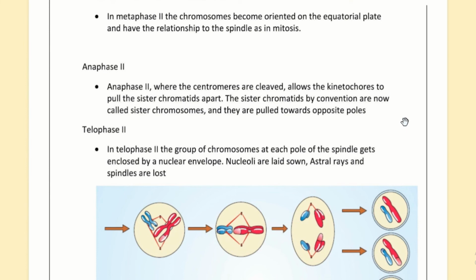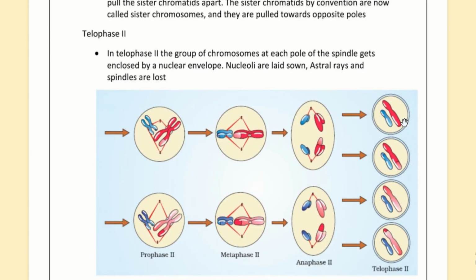The sister chromatids by convention are now called sister chromosomes, and they are pulled toward the opposite poles. Then we have telophase 2. In telophase 2, the group of chromosomes at each pole of a spindle gets enclosed by a nuclear envelope. Nucleoli are laid down, and astral rays and the spindles are lost.